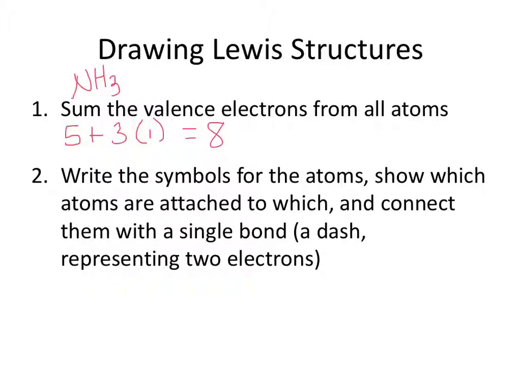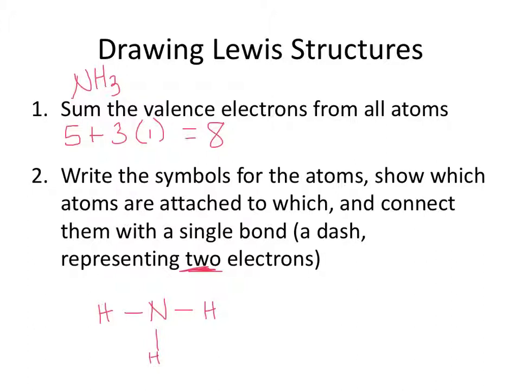Your next step is to write the symbols for the atoms. Show which atoms are attached to which and connect them with just a single bond. So just a dash. That dash, you have to remember, it always represents 2 electrons. So nitrogen is going to be my central atom in this. Hydrogen will never be a central atom. Just remember that.